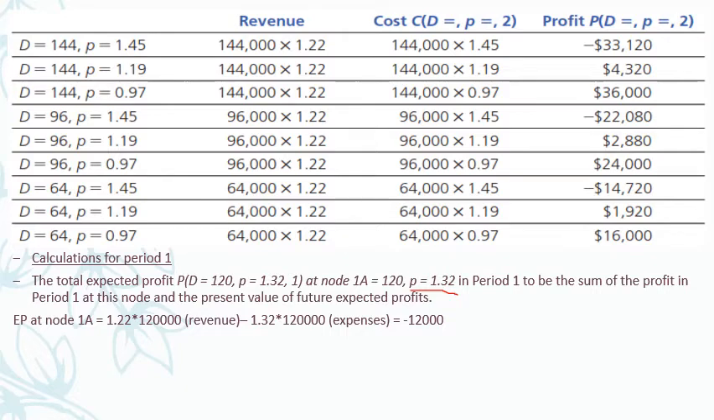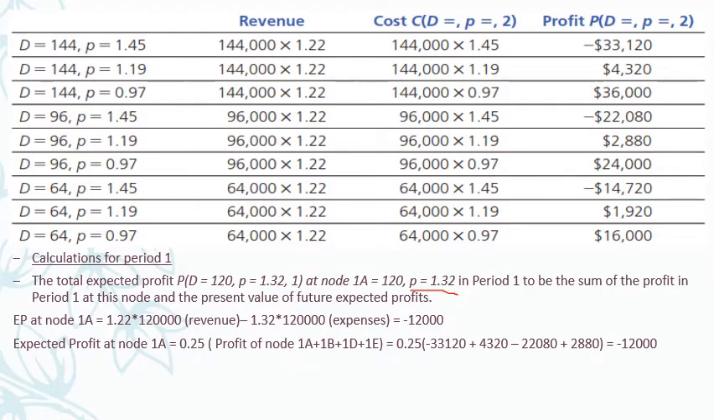But here you have to be a bit careful. In addition to the expected profit at node 1A, you should also consider the discounted cash flow from the future. That means whatever the future possibilities of cash flows are, they all must be discounted to present day's value. How is it done? Let us see that.